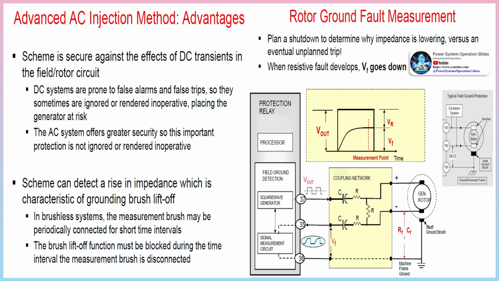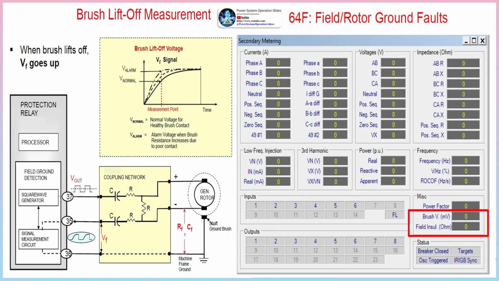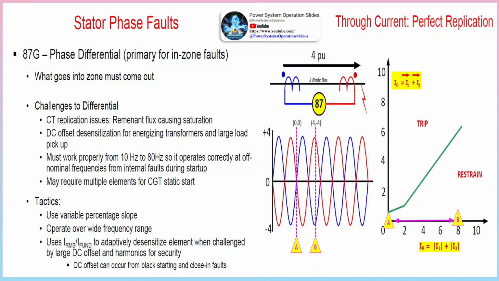Field rotor ground fault. Traditional field rotor circuit ground fault protection schemes employ DC voltage detection. Schemes based on DC principles are subject to security issues during field forcing, other sudden shifts in field current, and system transients. Field rotor ground fault, 64F: to mitigate the security issues of traditional DC-based rotor ground fault protection schemes, AC injection-based protection may be used. AC injection-based protection ignores the effects of sudden DC current changes in the field rotor circuits and the attendant DC scheme security issues. Advanced AC injection method.